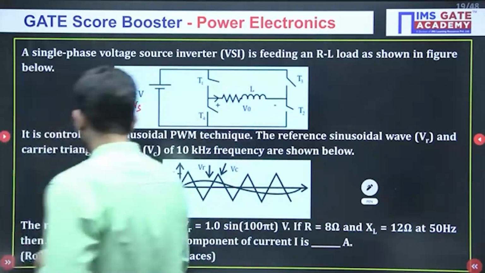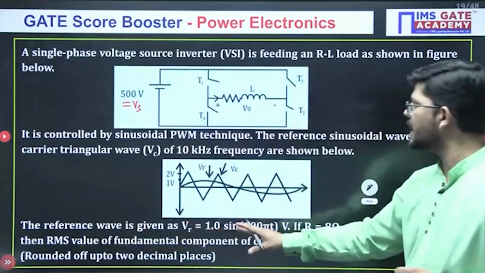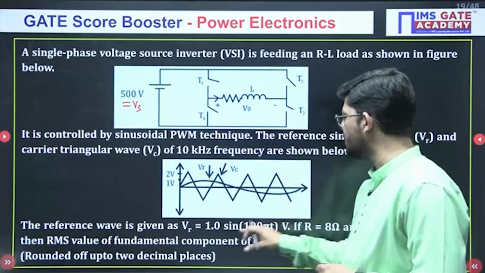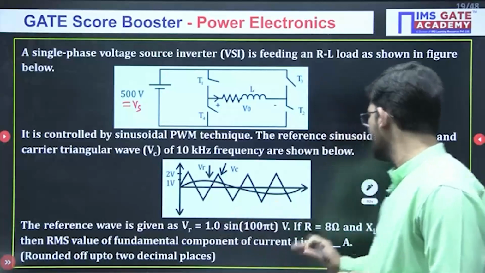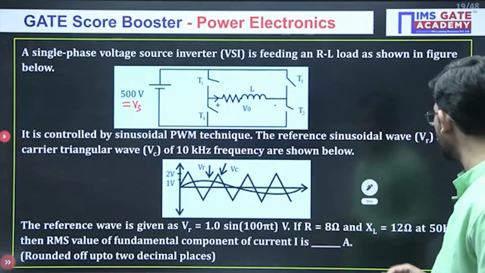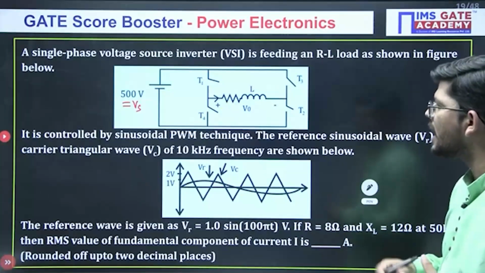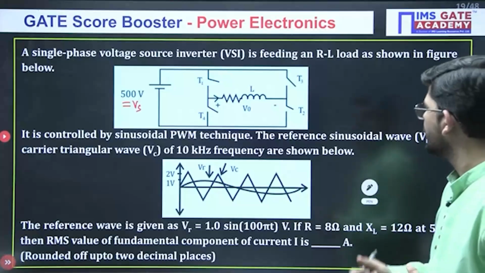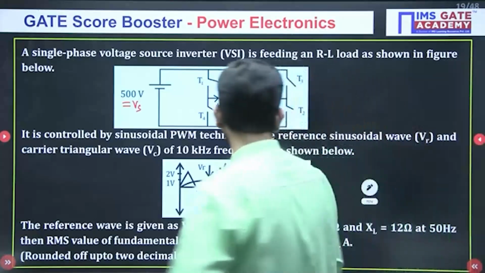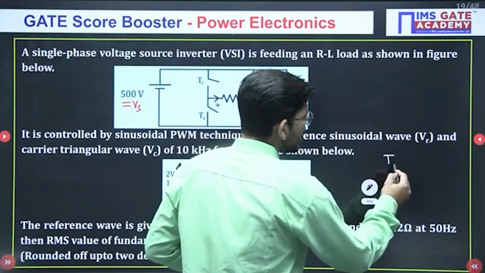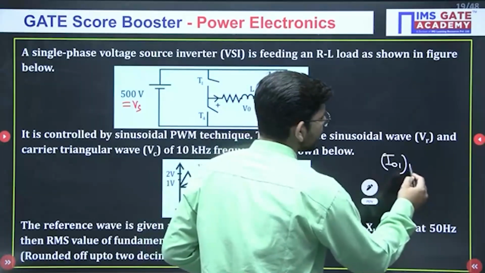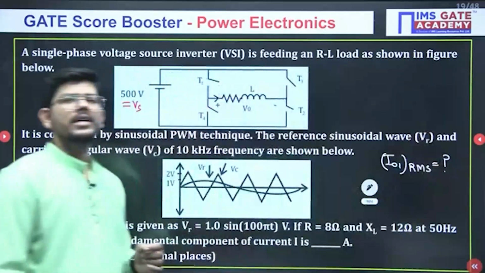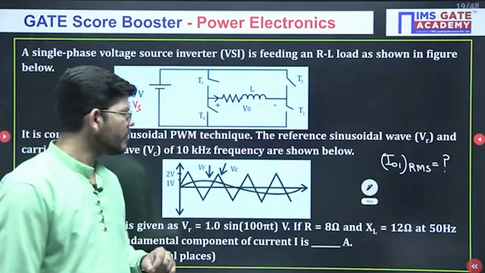And let me read out the full question. The reference wave is given as VR equals 1 sin 100 pi t. So reference wave is a sinusoidal wave whose amplitude is 1. R is 8 ohm, XL is 12 ohm at 50 hertz. Then RMS value of fundamental component of current will be what? You have to calculate what will be the RMS value of fundamental component of current. This is what we have to calculate here.